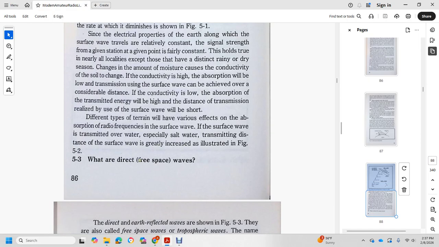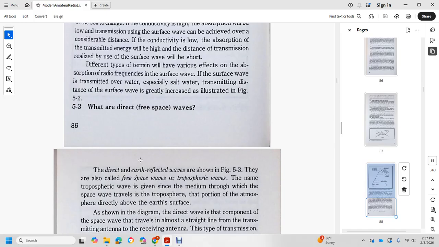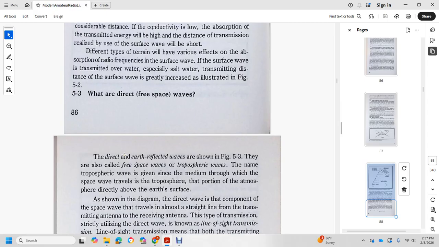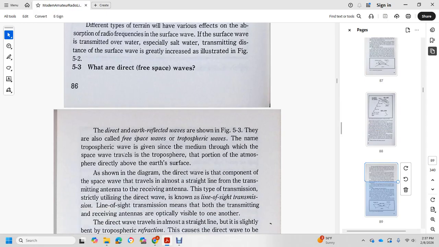What is a direct free space wave? The direct and Earth-reflected waves shown in Figure 5.3 are also called free space waves or tropospheric waves. The name tropospheric wave is given because of the medium through which the waves travel, the troposphere portion of the atmosphere directly above the Earth's surface.